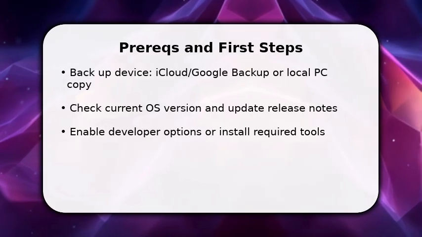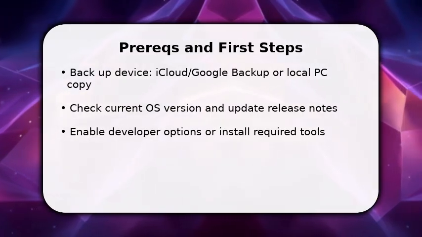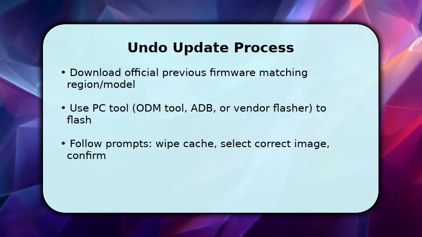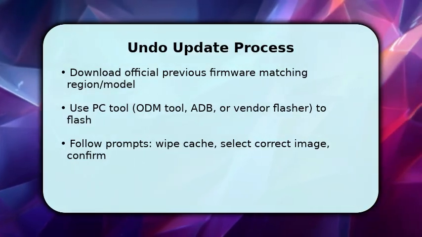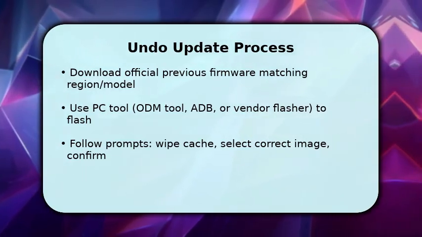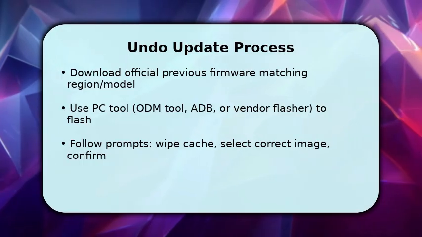Make sure to allow USB debugging or installer permissions, so that in the next steps you will now perform the actual rollback using the downloaded firmware and a flashing tool. First, connect the phone to your PC and boot into the bootloader or recovery mode. Follow vendor key combos if needed.